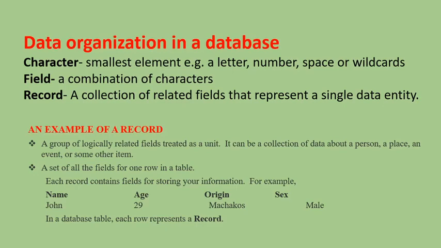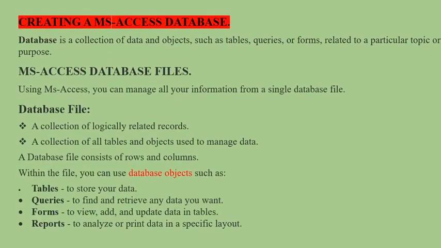You can talk of an example of a record, a student database containing gender, origin, the county, age, name, fees payable. That can be an entity. A student can be an entity for that case where a record has been kept. Then you have an example of a record, a group of logically related fields treated as a unit. For example, I have given you this one of a student and his records.